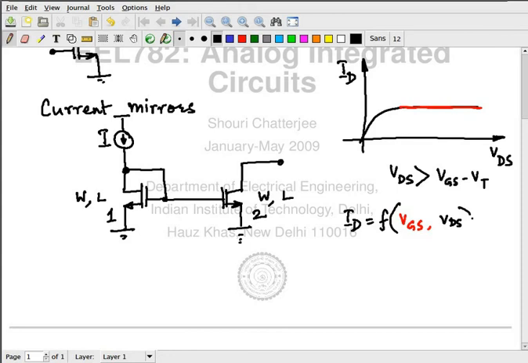So the current coming through MOSFET number 2, let's call this I0. I0 is basically a strong function of VGS, a weak function of VDS. As long as I ensure that MOSFET 2 is in saturation, then it's a strong function of VGS and a weak function of VDS, not otherwise. So as long as that happens, whatever I MOSFET number 1 was conducting, MOSFET number 2 will conduct more or less the same amount of I. It still does not have enough output resistance.